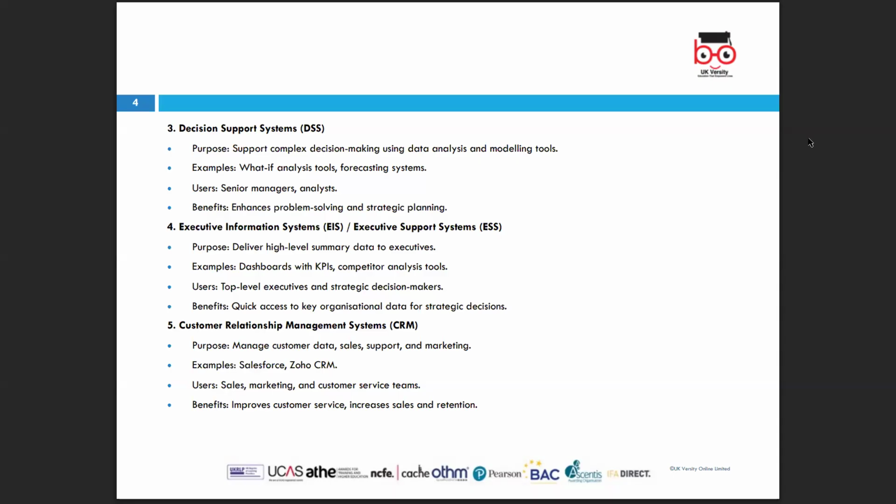Also, in these businesses, we look into CRM, which are customer relationship management systems. They manage customer data, sales, support, and marketing. Examples are HubSpot, Salesforce, Zoho CRM, and many other ones. Users involved are the sales, marketing, and customer service departments. The benefit is that it improves our customer service, the way we reach out to customers and deal with them, and increases sales and retention.